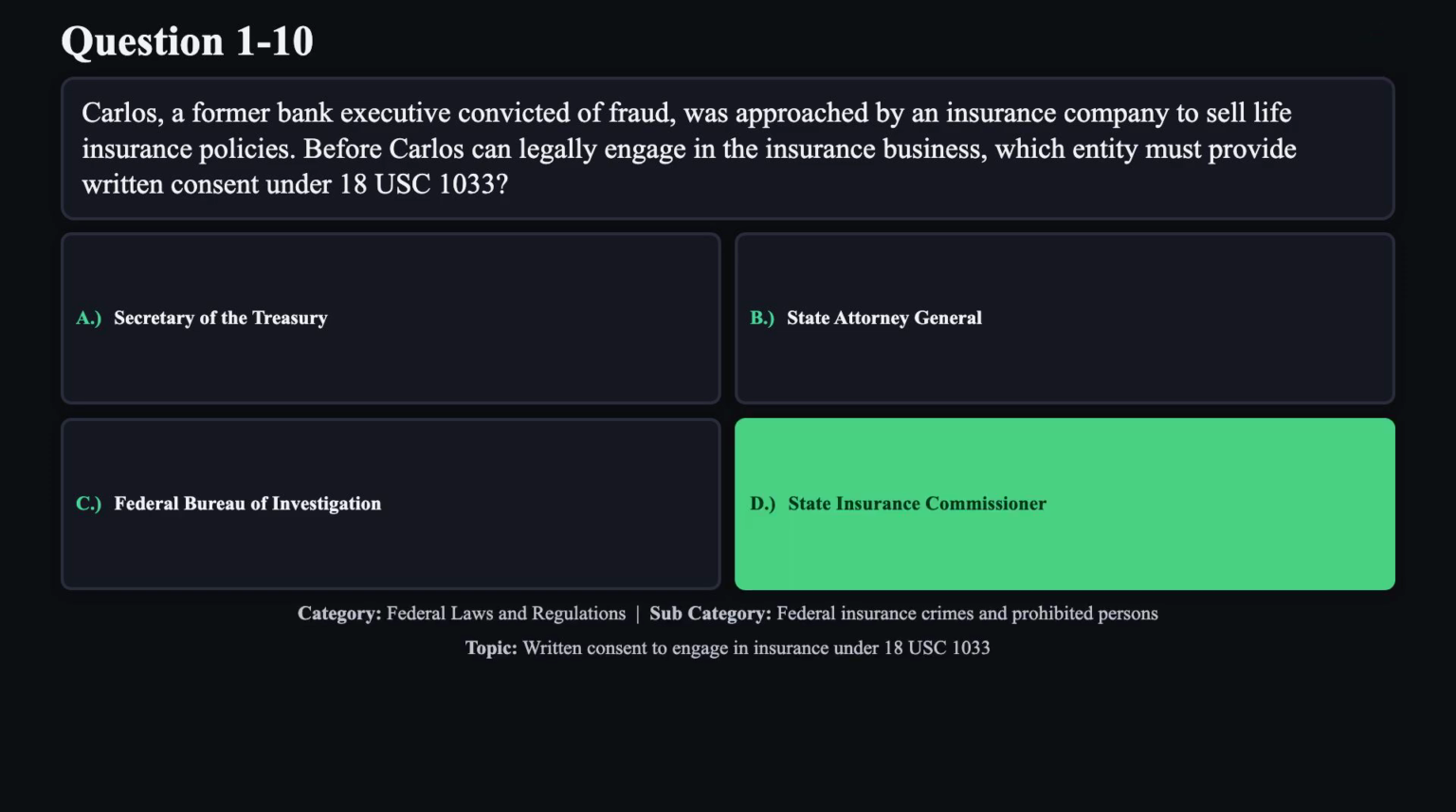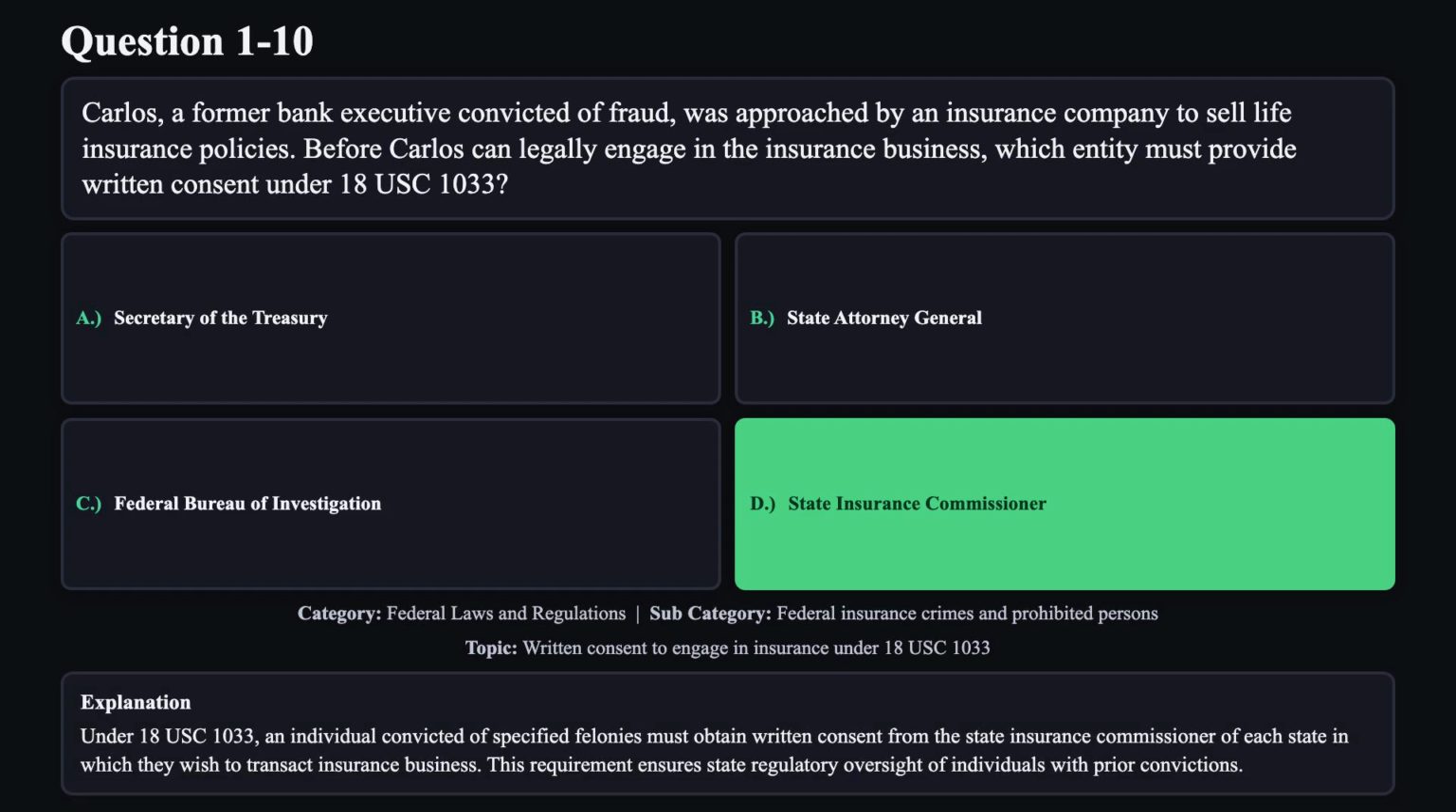The correct answer is D. Under 18 U.S.C. 1033, an individual convicted of specified felonies must obtain written consent from the state insurance commissioner of each state in which they wish to transact insurance business. This requirement ensures state regulatory oversight of individuals with prior convictions.